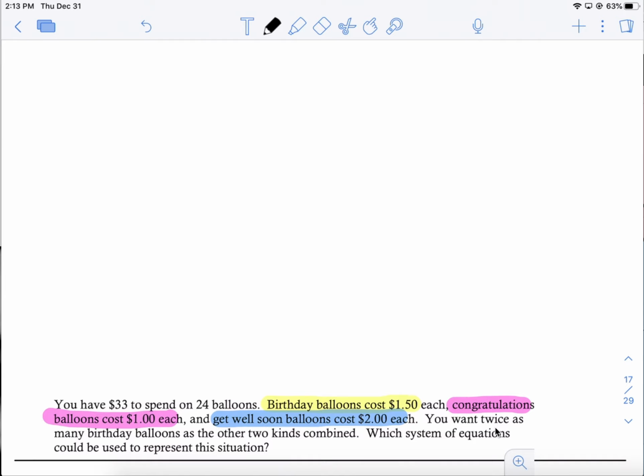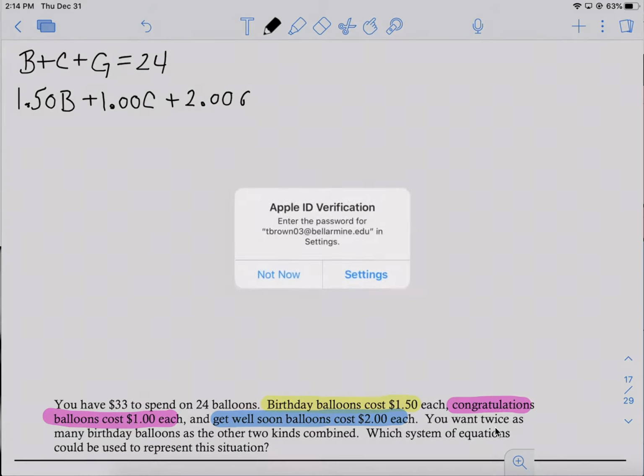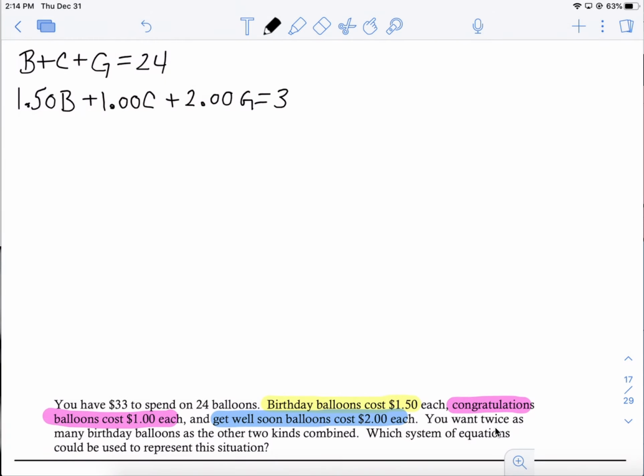I'm not going to color code it all this time. I'm going to use black as we write the equations, and then I'll use colors as we start showing the work. Okay? All right, so as I write out my first one, I know that all my birthday balloons plus congratulations plus get well soon, and I'm just using the letters they gave me, are going to make a total of 24 balloons. I know that if I put their prices in there, the total is $33. So let's do that. $1.50 for all the birthday, $1 for all the congrats, and $2 for all the get well soons, make $33. Okay, now in order to solve with 3 variables, I have to have 3 equations, right?